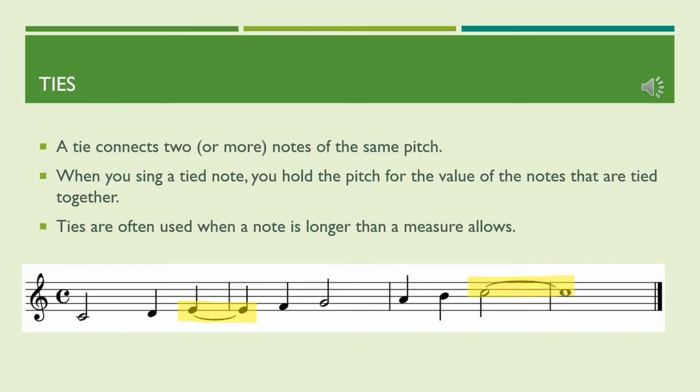In Unit 3, we build on what we already know about basic rhythm. This unit focuses on ties. A tie connects two or more notes of the same pitch. When you sing a tied note, you hold the pitch for the value of the notes that are tied together. Ties are often used when a note is longer than a measure allows.